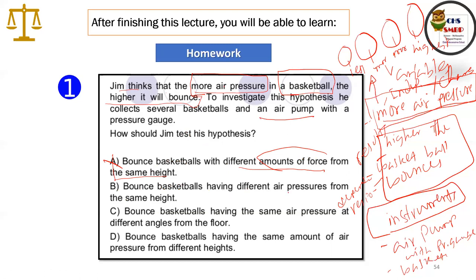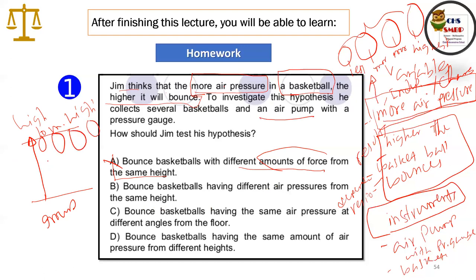Bounce basketballs having different air pressure. That's what we saw here. So from the same height. So if you look at, this is the ground level and this is maybe the height. So for example, you see the ground and then this is maybe 10 meters high, right? And then you can throw the balls down. And then you can see it just hits the ground and then bounces this much. It hits the ground, then this much, then it hits the ground and then it bounces this much, and then it hits the ground and then maybe it bounces this much. So you see, you have to throw the balls from the same height. So bounce basketballs having different air pressures from the same height. So this is our correct answer.